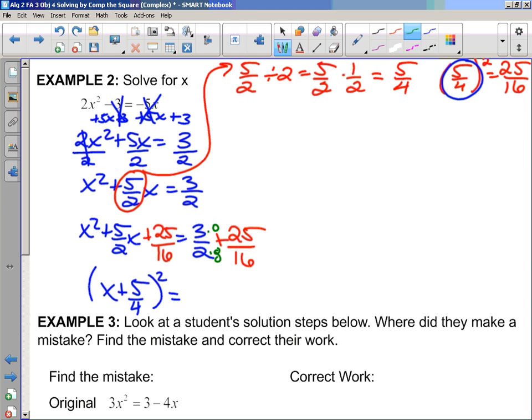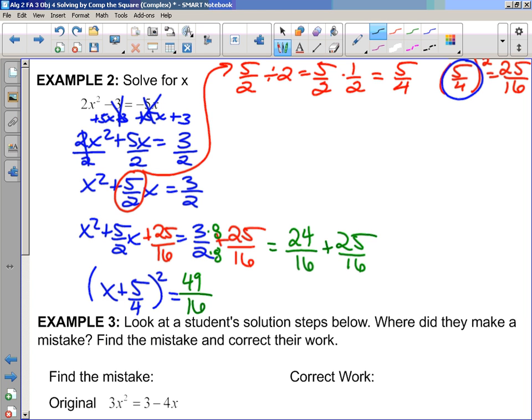Multiply by 8. So I'm going to have 3 times 8 is 24. 24 over 16 plus 25 over 16. 24 plus 25 is 49. So 49/16.